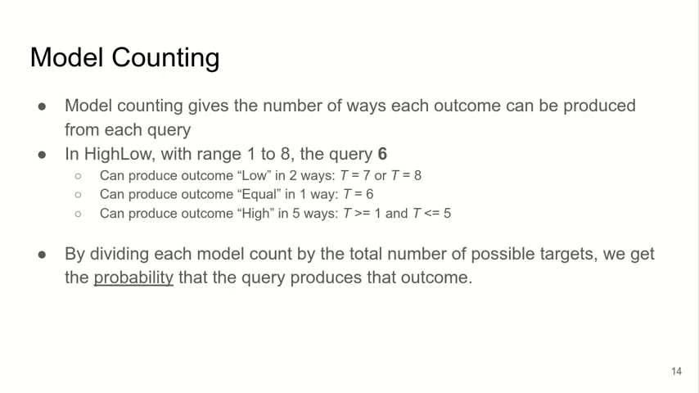Model counting gives us the number of ways that each outcome can be produced by each query. For example, the query 6 in the game of high-low from 1 to 8 has 2 ways of being low, so a model count of 2. It has only 1 way of being equal and 5 ways of being high. Each of these model counts can then be divided by the total number of possible targets, in this case 8, to determine the probability that the query will produce each outcome. These probabilities are then used in Shannon Entropy to determine which query is the best choice.